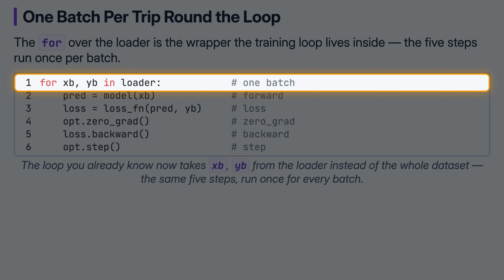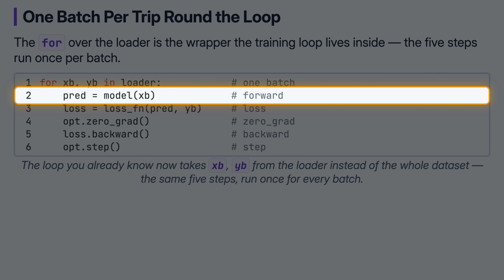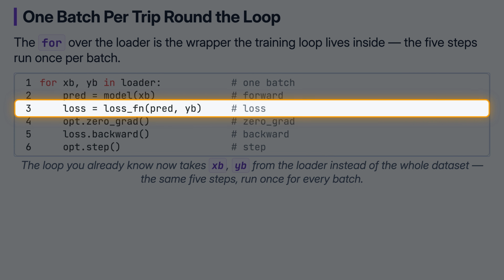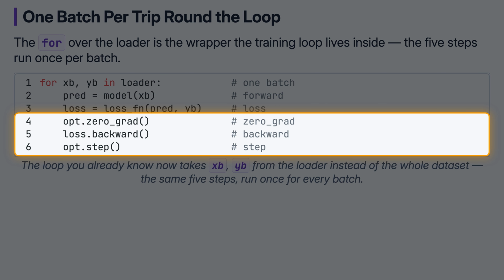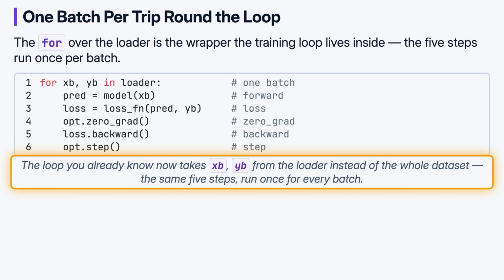Loop over the loader. Each trip gives you one batch. Run the forward pass on the batch. Compute the loss against the labels. Then zero the grads, run backward and step the optimizer. These are the 5 steps you already know. Nothing about the loop changed. It now takes xb and yb from the loader. The same 5 steps run once for every batch. One full sweep over the loader is 1 epoch.